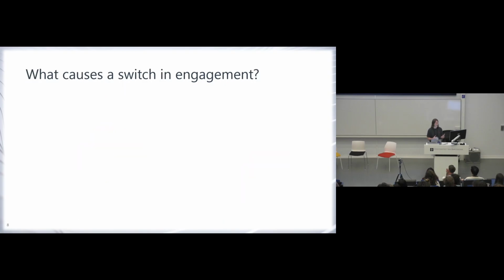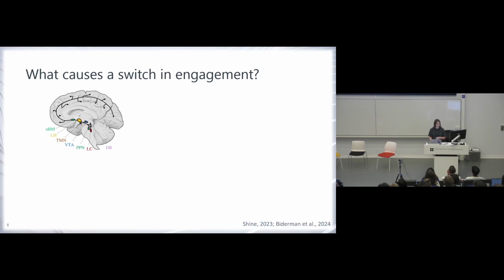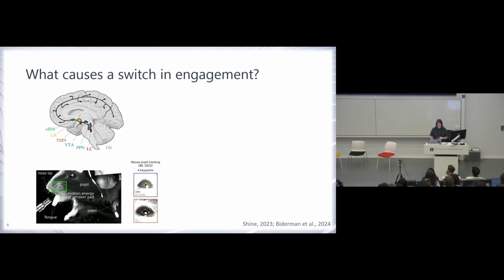So we can move on to the research question we're interested in, which is what might cause a switch in engagement. In answering this question, we turn to a group of subcortical neuromodulatory nuclei that project widely over the cortex. The global activity of this collection of nuclei, which I'll refer to as arousal, can be read out by looking at baseline pupil size.